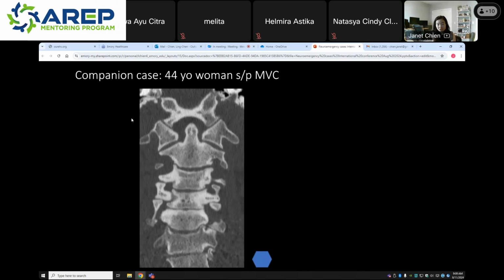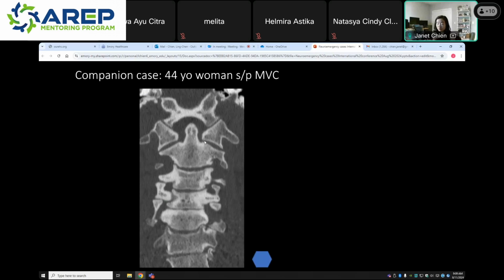So again, paying attention to the cranial cervical junction. This is a subtle case, but I was worried about how the right atlantal dental interval looks a little bit wider than the left. So when I see this finding on CTs, it could be two things.